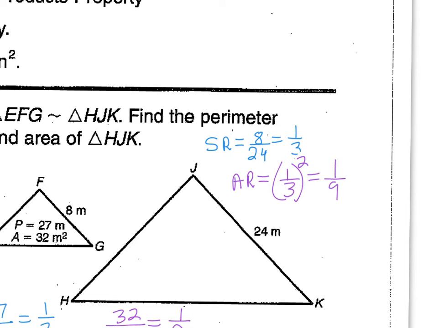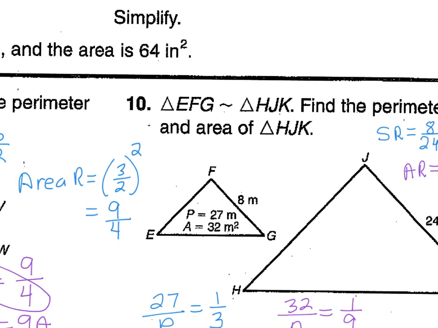Okay, what you were supposed to have done in this problem is first of all set up the similarity ratio and then set up the area ratio. The similarity ratio, you compare the size, so 8 is to 24 as 1 is to 3. You reduce it by 8 and you get 1/3. And then the area ratio, you take the similarity ratio, you square that, so that's going to be 1 over 9. Then once you have those ratios, what you need to do is use those ratios.